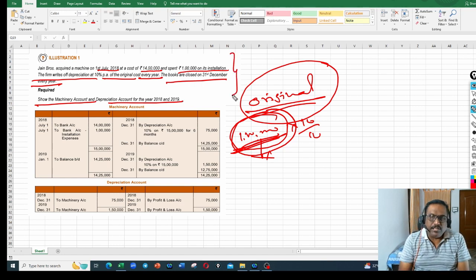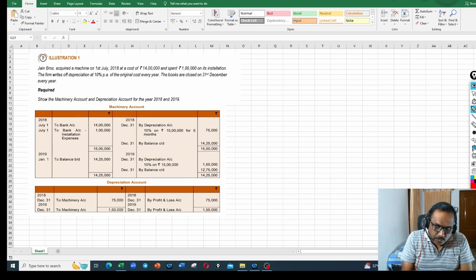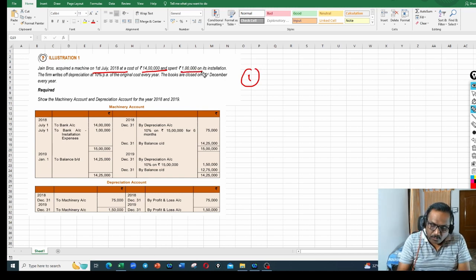I could straight away tell you the machinery account and depreciation account, but I don't want to do that. Let us prepare the journal entries first, and while discussing them, let us understand how to post them into the respective ledgers. On 1st July 2018, we purchased an asset for 14 lakhs and the installation was 1 lakh. So 14 lakhs plus 1 lakh, in total we spent 15 lakhs.